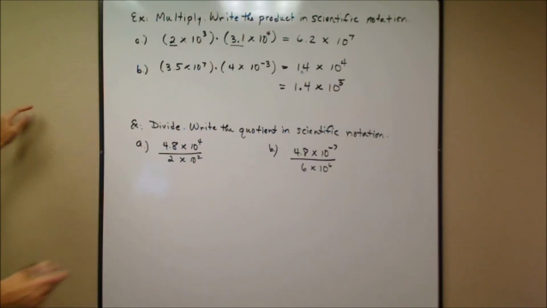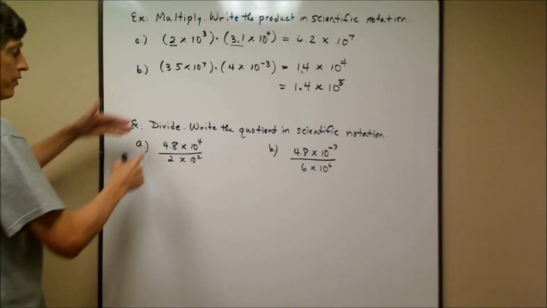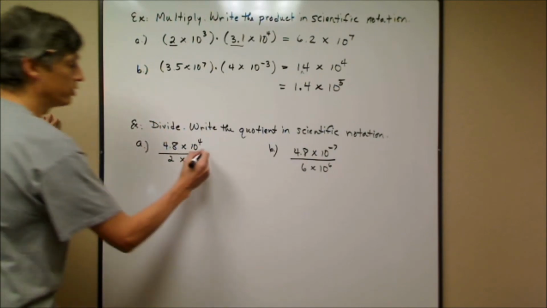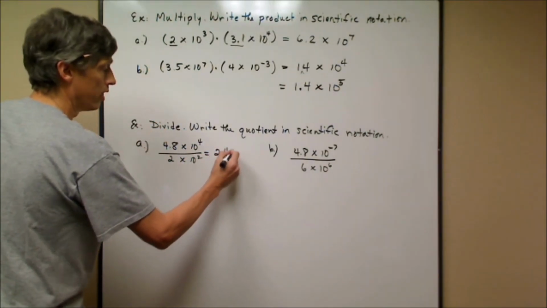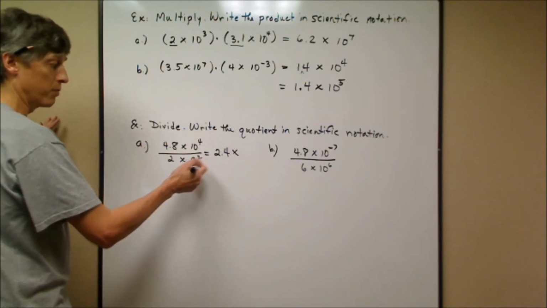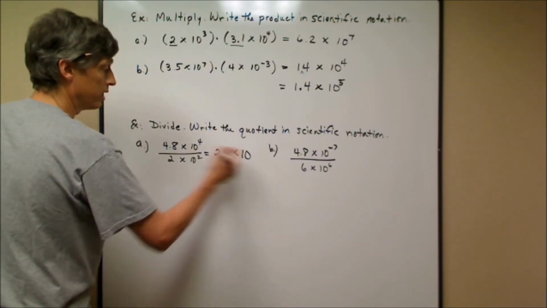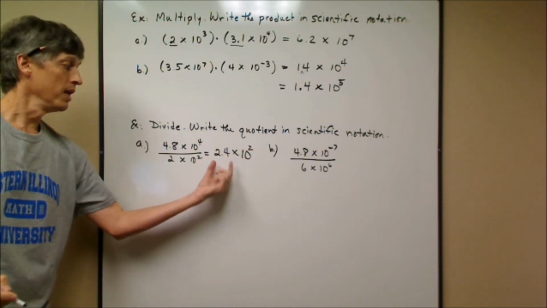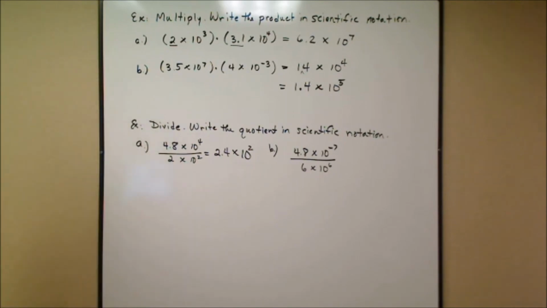Similar down here, instead of multiplying the numbers, I'm going to divide these two key numbers here. 4.8 divided by 2 is 2.4. And instead of adding the exponents, because I'm dividing, I subtract the exponents. They have the same base, times 10 to the 4 minus 2, to the second power. Now that is scientific notation. That's between 1 and 10 times 10 to a power.